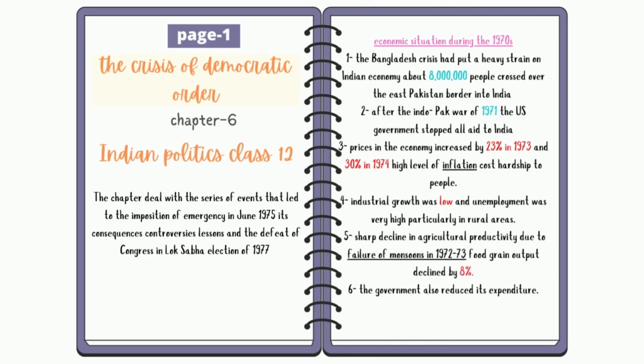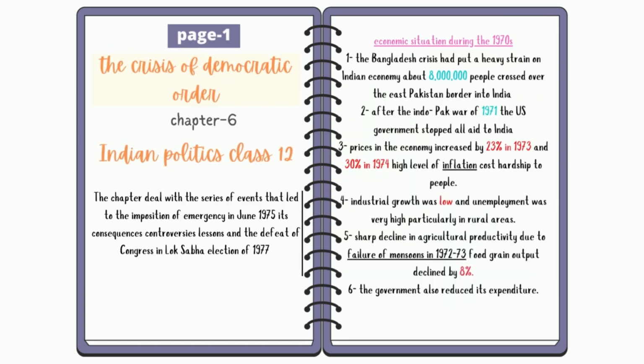In this video, I am providing you notes of Chapter 6 of Indian Politics, The Crisis of Democratic Order. So without any delay, let's start our chapter. Notes. The chapter deals with the series of events that led to the imposition of emergency in June 1975, its consequences, controversies, lessons, and the defeat of Congress in Lok Sabha election of 1977.